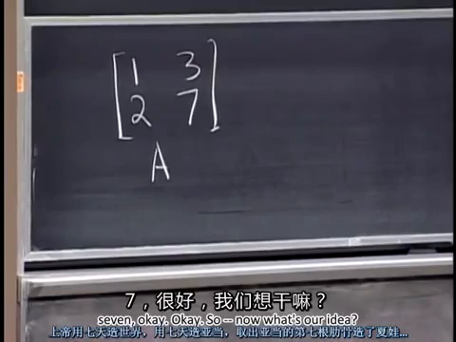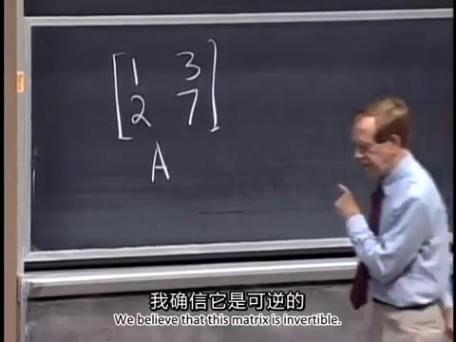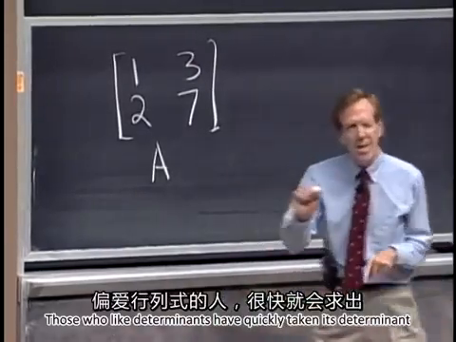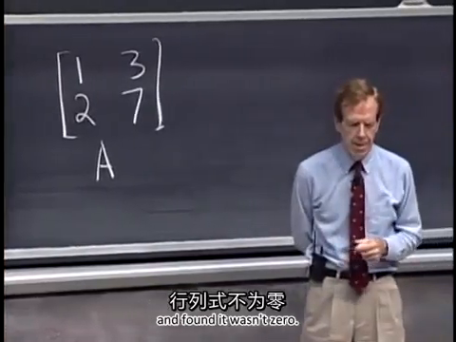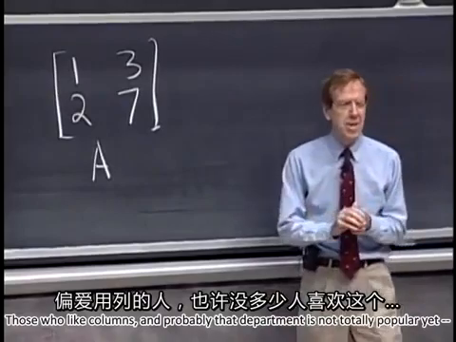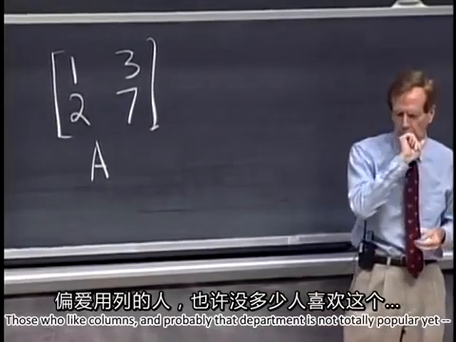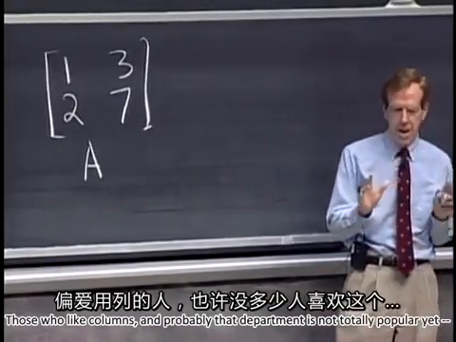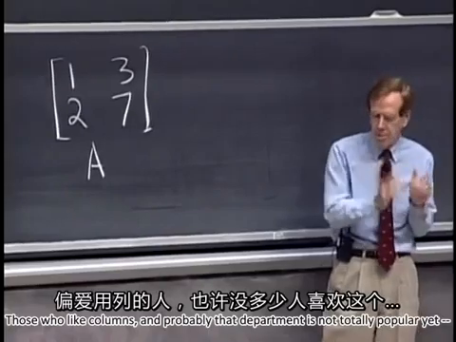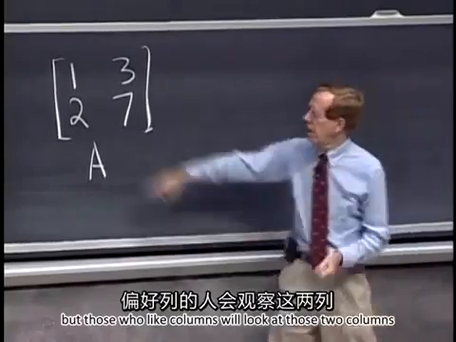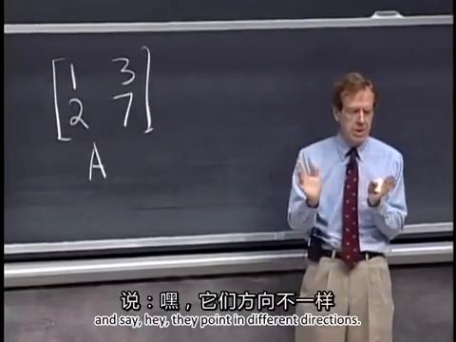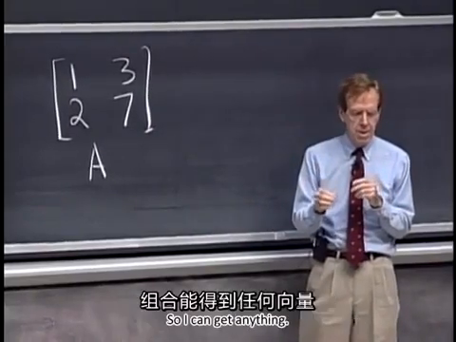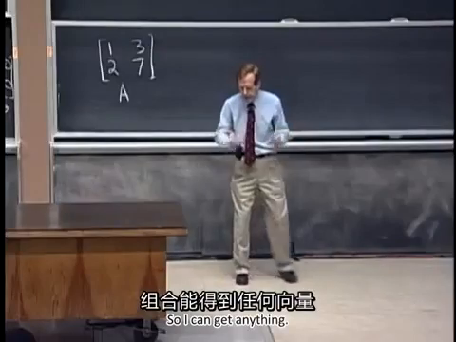So now what's our idea? We believe that this matrix is invertible. Those who like determinants have quickly taken its determinant and found it wasn't 0. Those who like columns, and that department is not totally popular yet, will look at those two columns and say, hey, they point in different directions, so I can get anything.